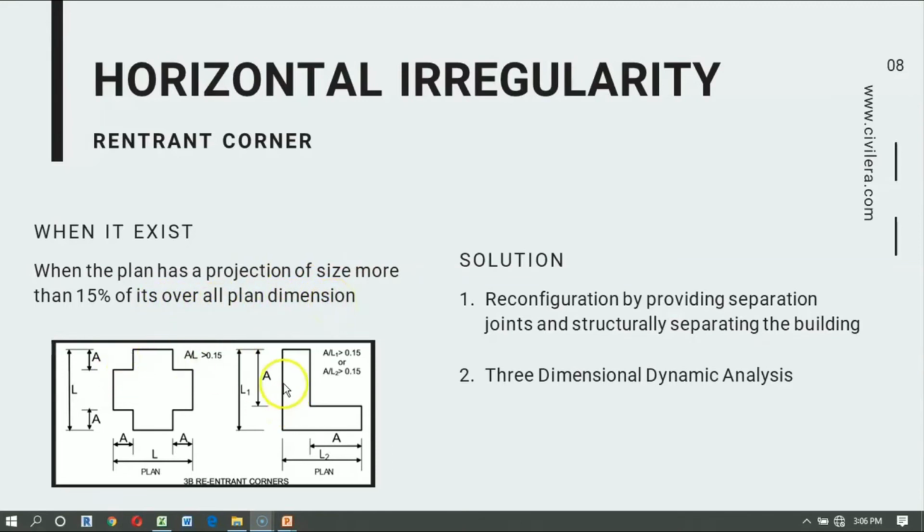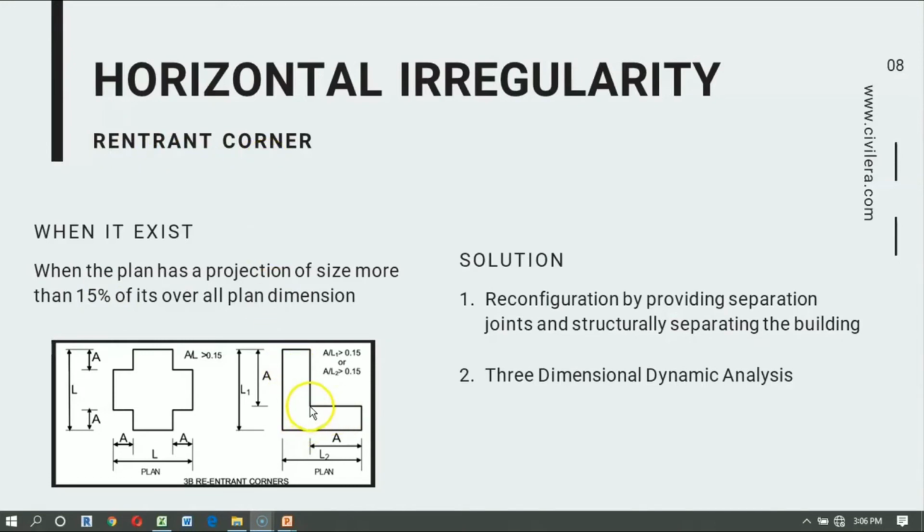So here these are all options. Here also this is an L-shaped building. Now L1 and A is an offset and L1 is the total length of the building. So if A by L1 is more than 0.15 or if A by L2 is more than 0.15, then we call it a reentrant corner and it is a horizontal irregularity. So 15%, that's what it means. Here also, if these offsets are more than 15% of the overall plan dimension, then we call it a reentrant corner, and this L shape can also create a kind of torsion in your building.